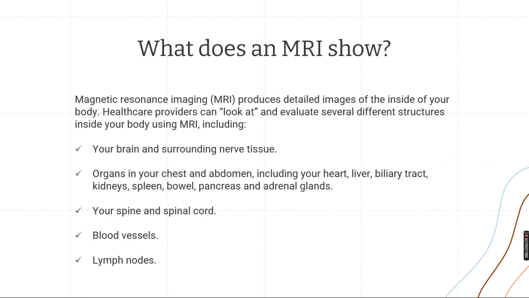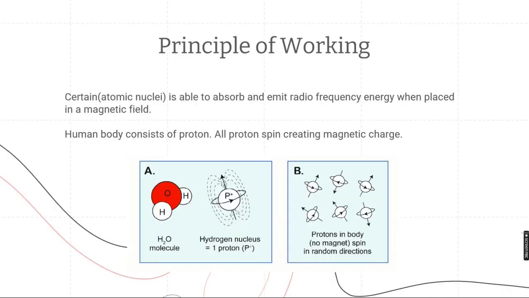What does an MRI show? A magnetic resonance imaging produces detailed images of the inside of your body. You can view the brain and surrounding nerve tissues, organs inside your chest and abdomen, including your heart, liver, biliary tract, kidney, spleen, your spine and spinal cord, blood vessels, and lymph nodes.